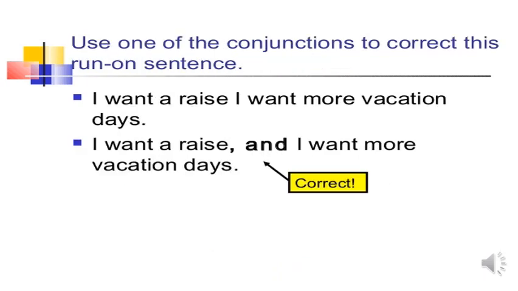Another example: I want a raise, I want more vacation days. In order to correct run-on sentences, we should say: I want a raise, comma, and, conjunction, I want more vacation days. I want a raise, comma, conjunction, I want more vacation days.